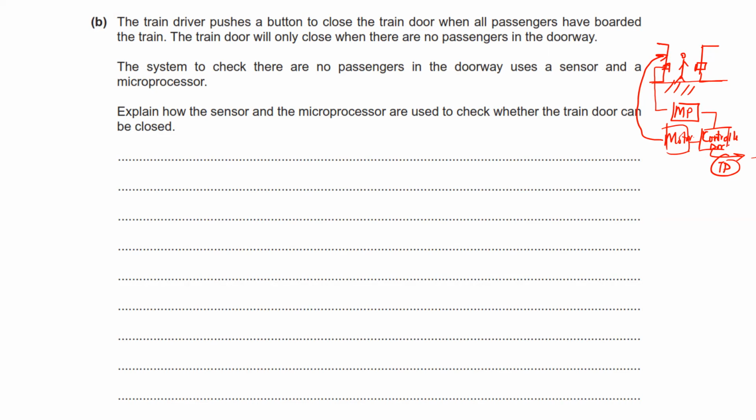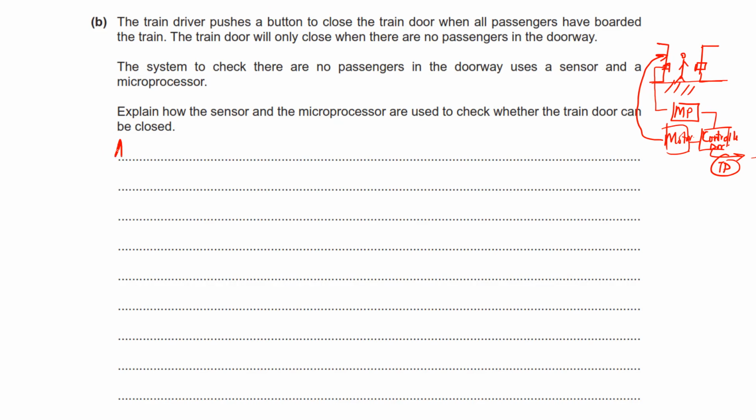The sensor will be continuously checking that area, and as soon as the sensor reading gets enough range information that there is no person standing in between, the microcontroller will generate a signal to inform the train driver that there is nobody in the doorway and you can close the door. Okay, so let's try to write it.